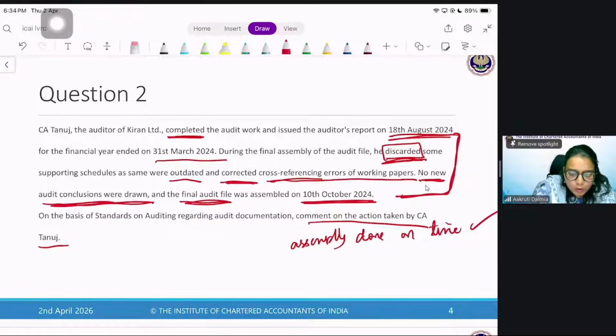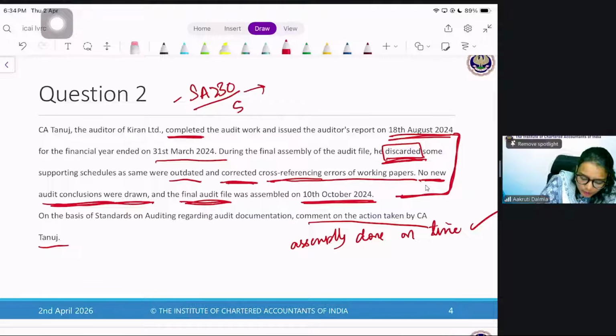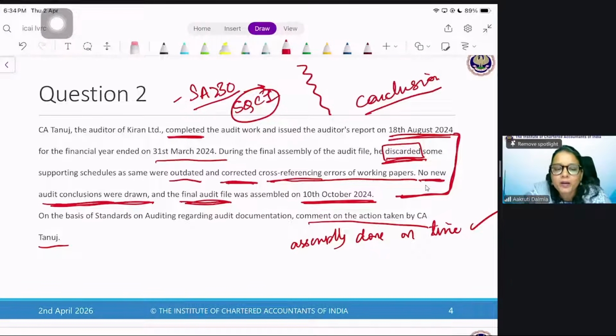So, how do we start this kind of question? First, as usual, you can mention SA 230. Then you also have to mention SQC 1. Then you have to mention the points and then you have to give a conclusion. Why do we have to give a conclusion?